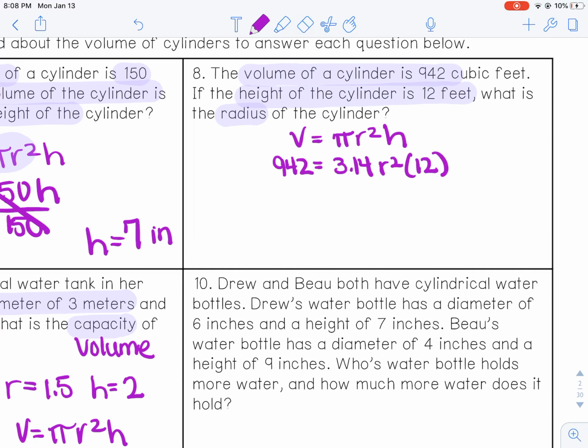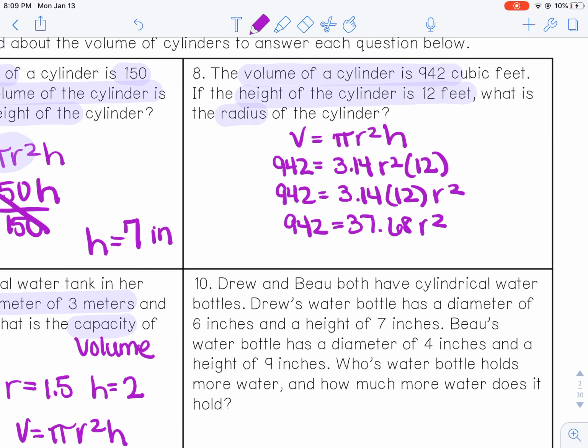Okay, so what I'm going to do is use that commutative property real quick, and put my numbers next to each other. Okay, so I just rearranged there, and I'm going to multiply 3.14 times 12, and that's going to give me 37.68. R squared is equal to 942. Now this looks kind of like the previous problem, so we're going to divide each side by 37.68 to be able to get our answer. And it does give us a really nice whole number answer. It tells us that R squared is equal to 25.